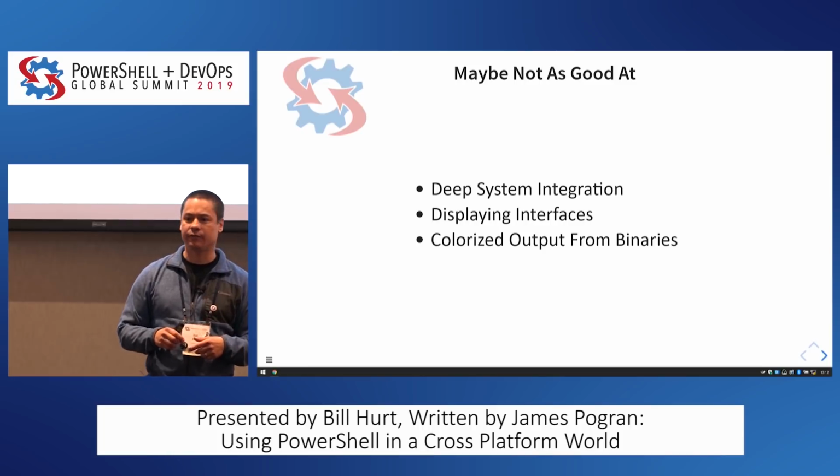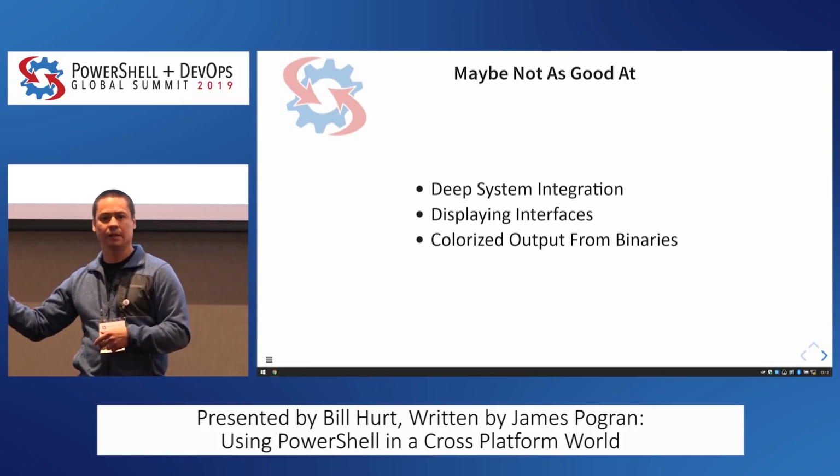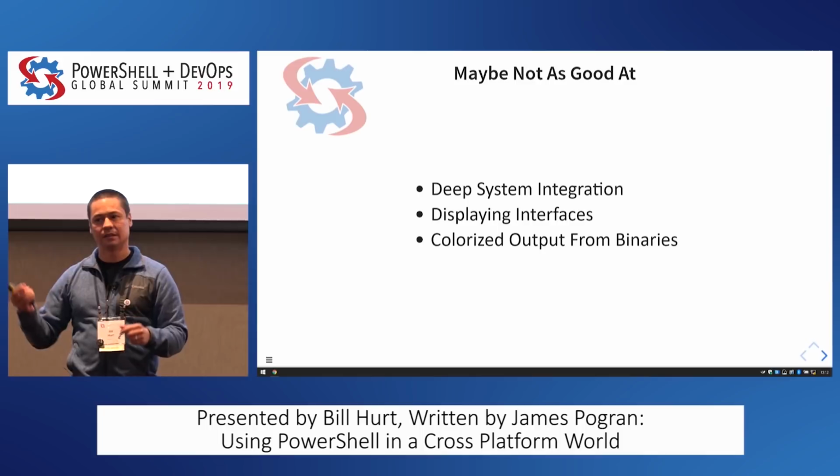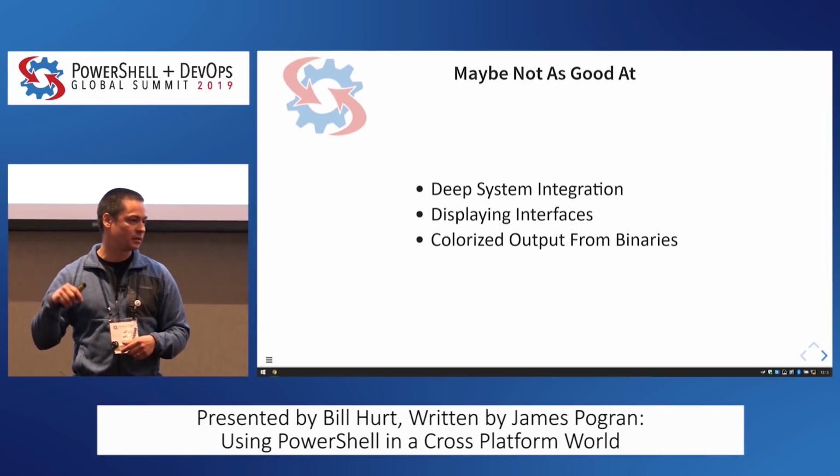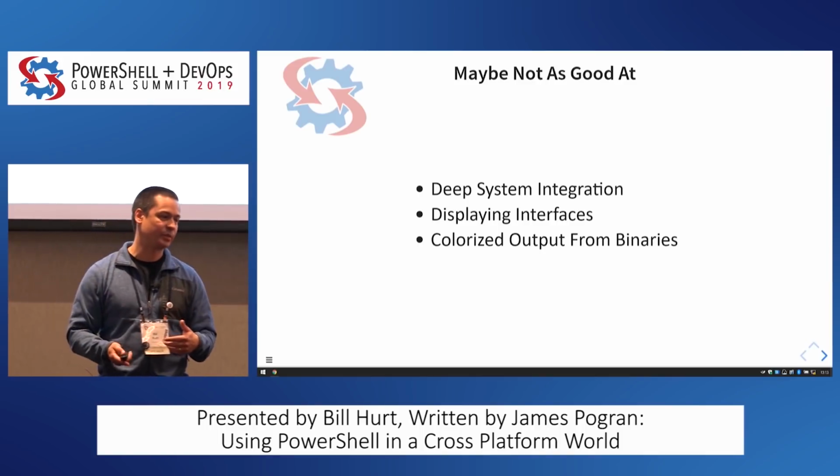This is just a minor thing. If you're piping ls to grep and you expect that colorized output, maybe it's just the shells or the sessions that I'm using, I don't get that colorized output. It's kind of sad.